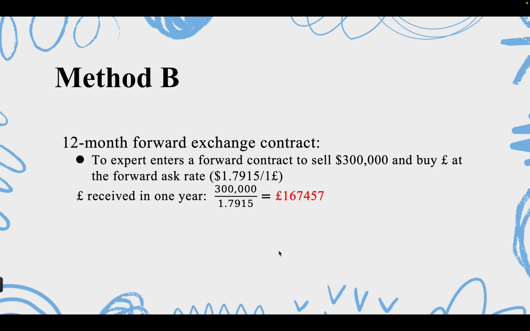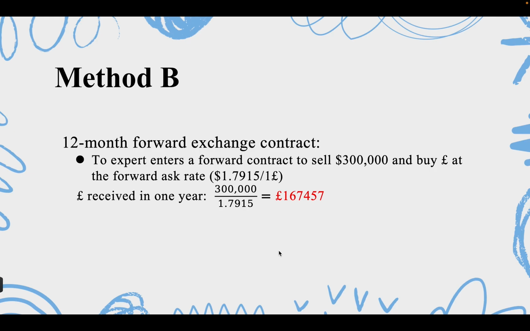Now, let's look at the forward contract method. The exporter simply signs a standard contract with a bank agreeing to sell $300,000 at the fixed exchange rate after 1 year. The focus here needs to be on understanding the logic of exchange rate choice. When the company sells dollars to the bank, the bank's offer to buy dollars applies.